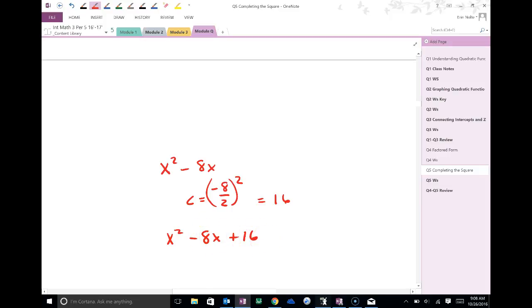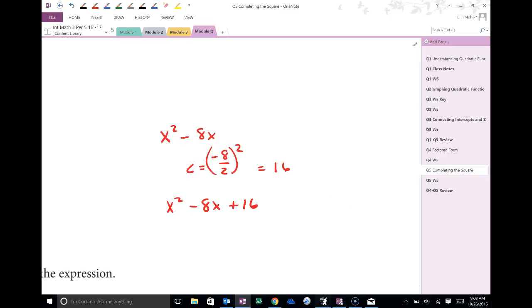So now let's think about this. Is this a perfect squared trinomial? What two numbers multiply to 16 and add to -8? -4, right? -4, -4. So this factors to x minus 4 squared. Okay.